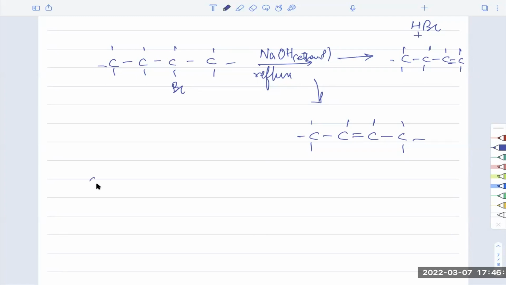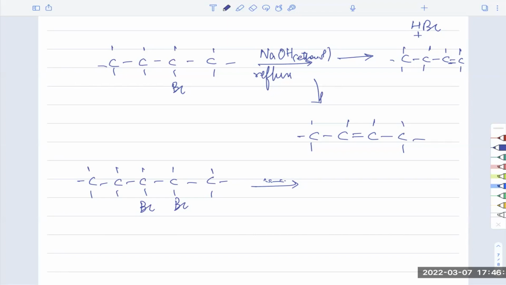Similarly, we could do something like this. Okay, let's start with this. This is easier. So what is a product that I get? Obviously, the conditions are met: NaOH, ethanolic, reflux. So what's a product that I could get?